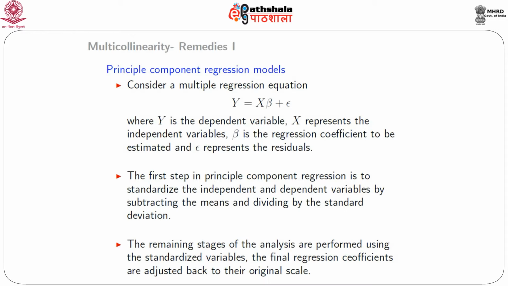So when we have data on our response or dependent variable and on the predictor variables, for each of them we find the mean and the standard deviation, and then standardize each variable by subtracting its mean and dividing the difference by the standard deviation. The remaining stages of the analysis are performed using these standardized variables, and finally when we obtain the regression coefficient estimates, we adjust them back to their original scale.